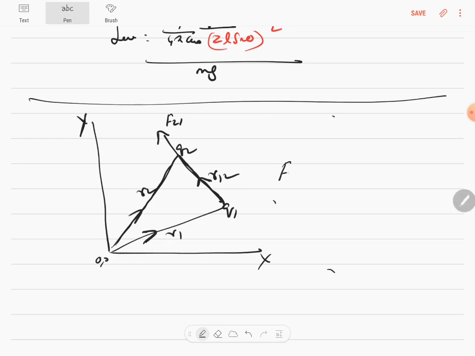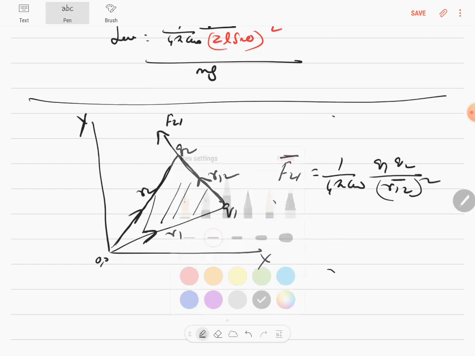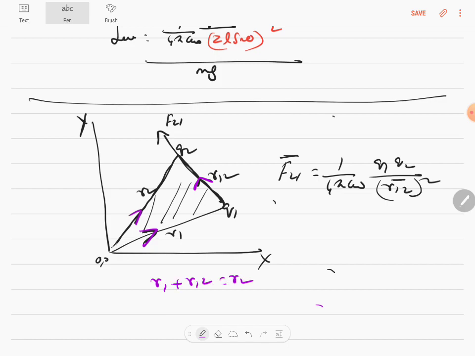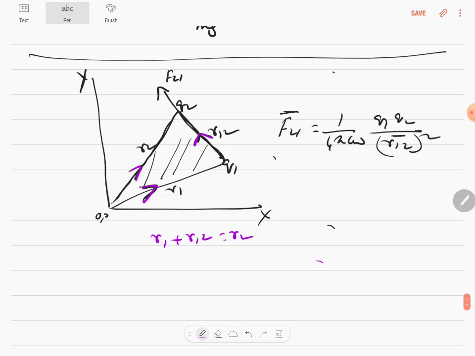And I want to write F21 in vector form, which is 1 by 4 pi epsilon naught into Q1 Q2 by r12 vector the whole square. And this is a triangle law. This is in the same direction, and this is an opposite direction, and therefore r1 plus r12 is equal to r2. The sum of the same direction is equal to the opposite direction vector. Therefore r12 is equal to r2 vector minus r1 vector. So this is the conclusion.